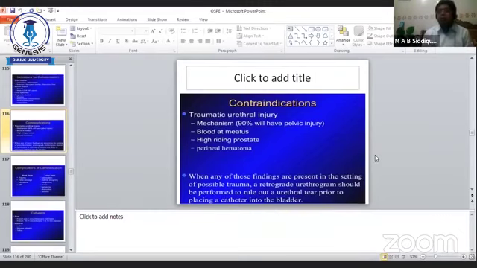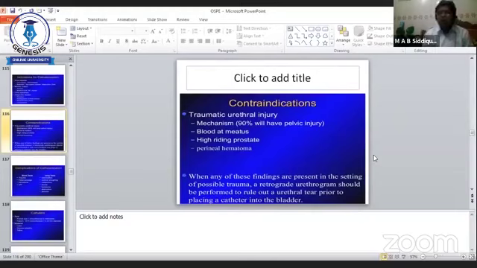And how will you diagnose a ruptured urethra? That is by the mechanism of injury, blood at the meatus, high-riding prostate on digital rectal examination, and perineal hematoma. When these features are found on examination, it is better to avoid catheterization.